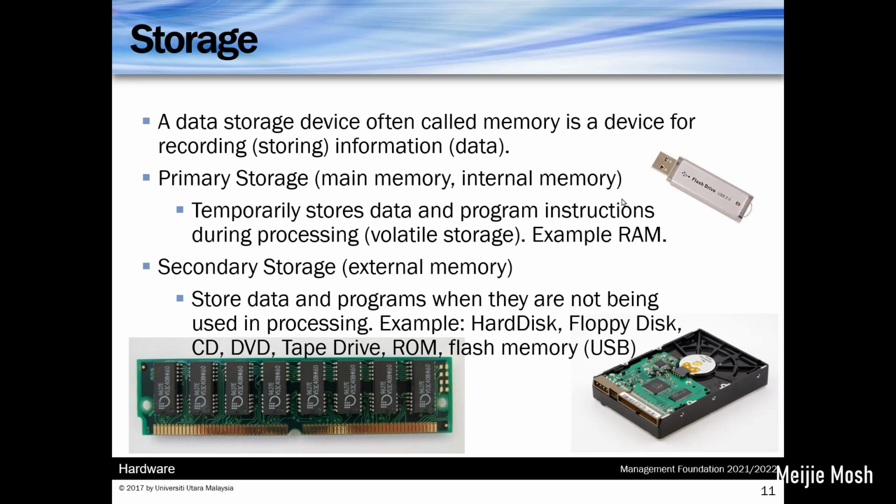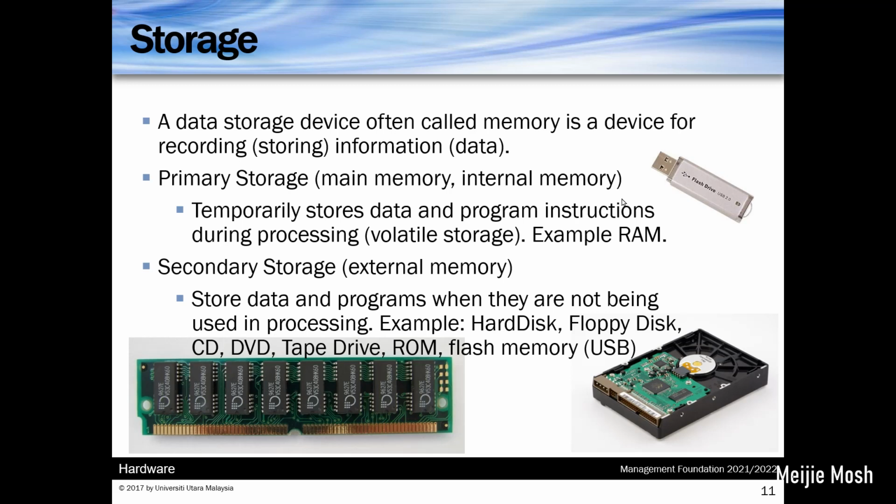Primary storage, also known as main memory or internal memory, temporarily stores data and program instructions during processing. It is called volatile storage because the data stored is lost when the computer is off. Examples of primary storage are random access memory and cache memory.